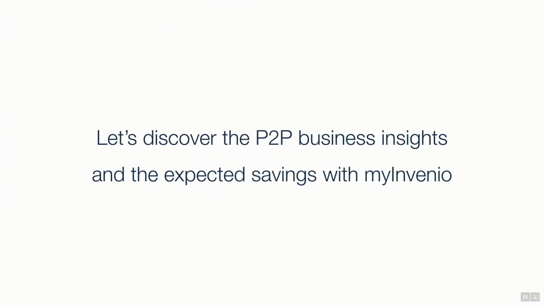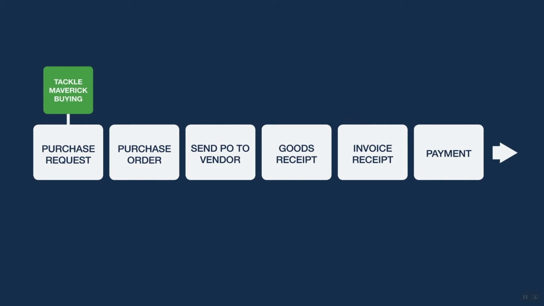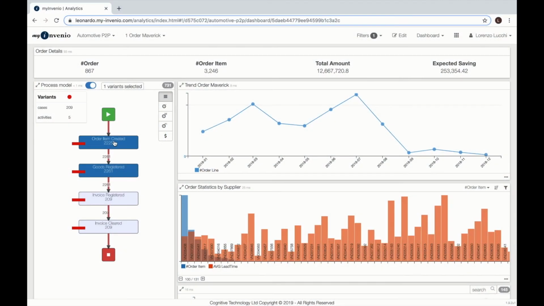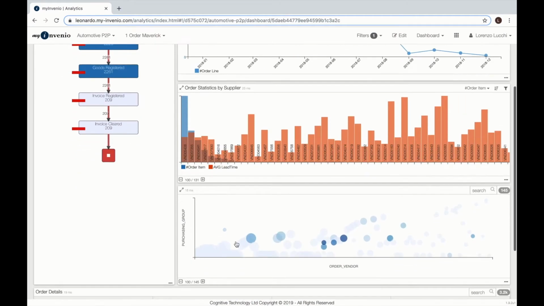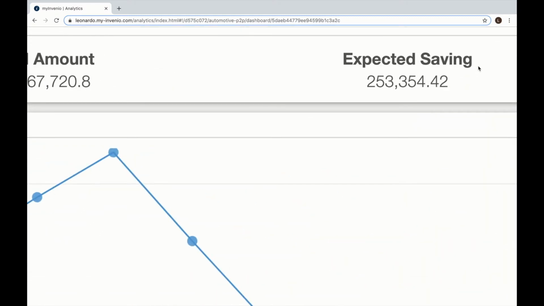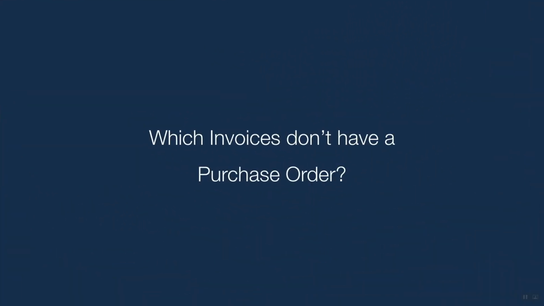Let's see how we can check specific procure-to-pay issues. Maverick are orders without purchase requisition. So we have a dedicated dashboard where we can see the trends for those Maverick orders and what the process looks like, as well as the expected saving.